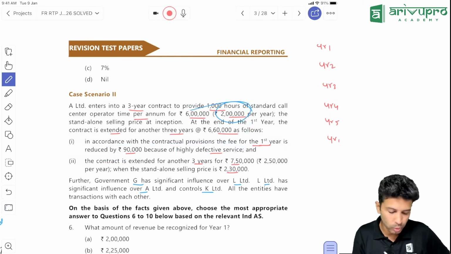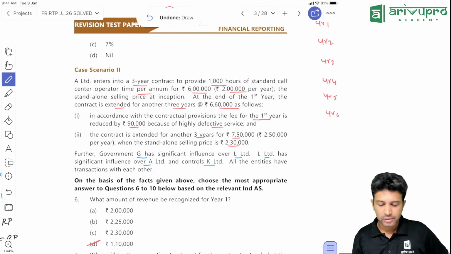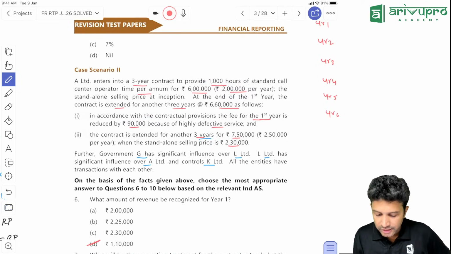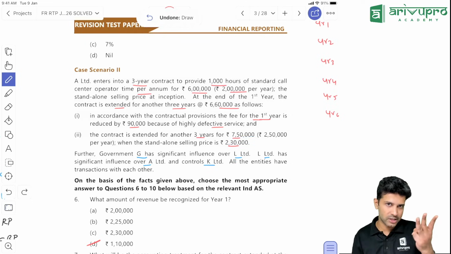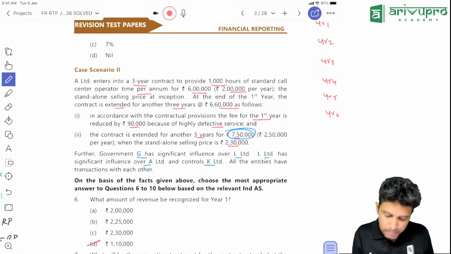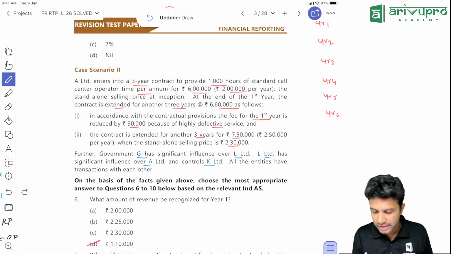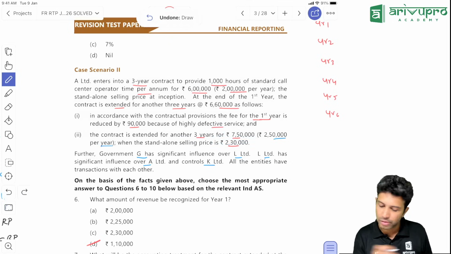So instead of 2 lakh, the client told me they will reduce 90. Okay, fine. That is one. The contract is extended for another 3 years for 7,50,000 is what they have told. So it is not 3 years now. It is 3 plus 3, totally a 6-year contract. And for this extension period, year 4, year 5, year 6, we will get 7.5 lakh, 2,50,000 per year. Standalone selling price is 230. Okay, this is one. What is the question?